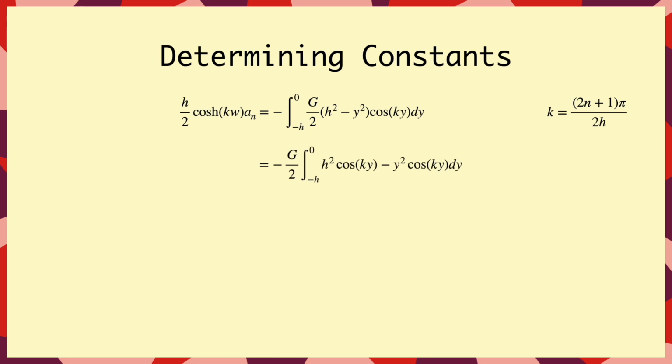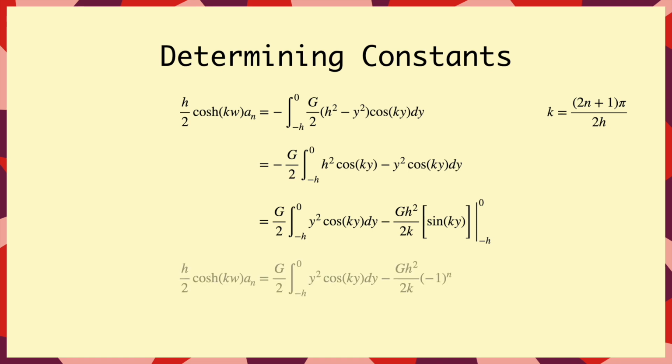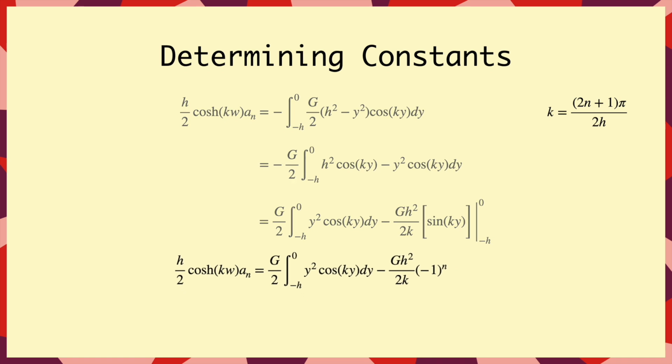So first we can integrate the cos ky term, which is okay, but we do need to be careful when we're evaluating sine ky. Now, at y equals 0, sine ky is just 0, but at y equals minus h, it becomes sine of minus (2n plus 1) pi by 2, which alternates between 1 and -1 each time you add 1 to n. So being very careful to make sure we get the sign right, that term becomes -1 to the n. And we're ready to move on to the other term, which we'll have to integrate by parts.